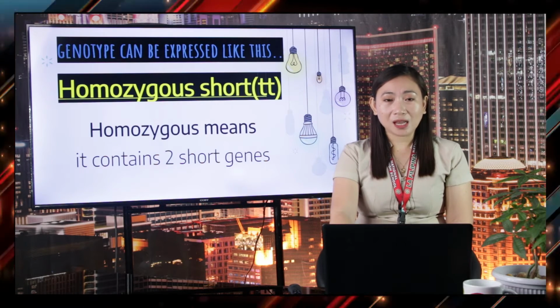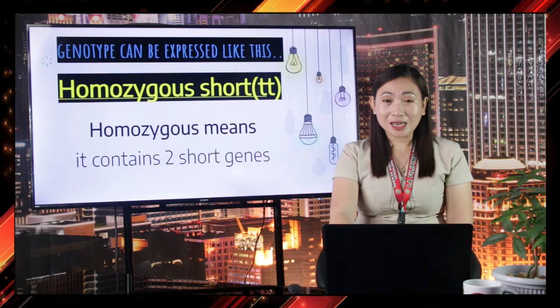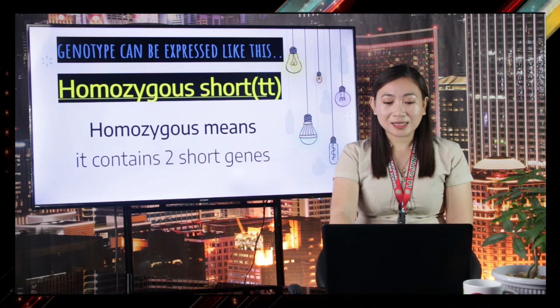Genotype can be expressed like this. Homozygous short, small letter t. Homozygous means it contains two short genes.